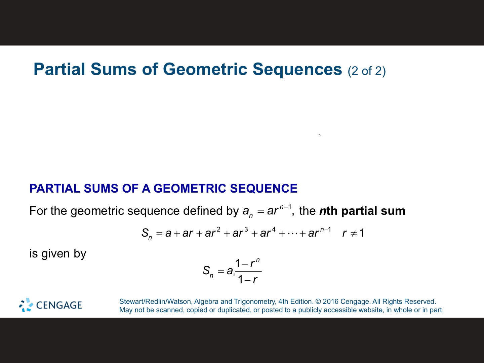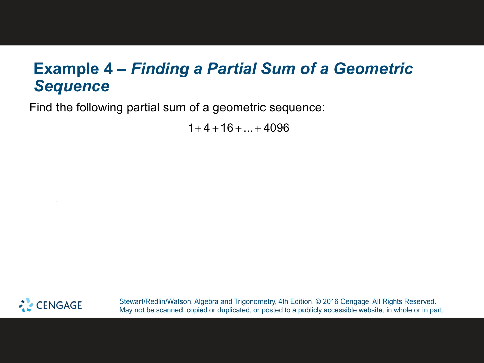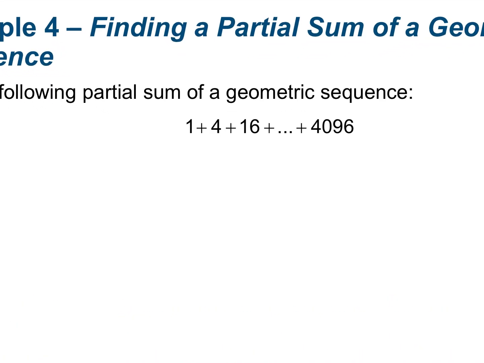So if we look at an example, we're going to have the geometric sequence 1, 4, 16, 4096. To find r, we multiply the 1 times 4 to give us 4. The 4 gets multiplied by 4 to give us 16. So r is equal to 4. Your a sub 1 is the first term, so that's 1.